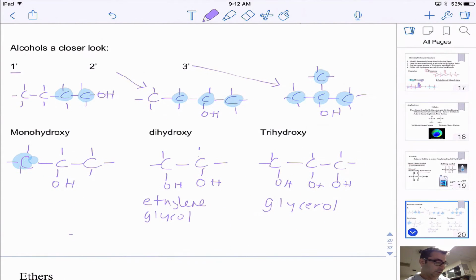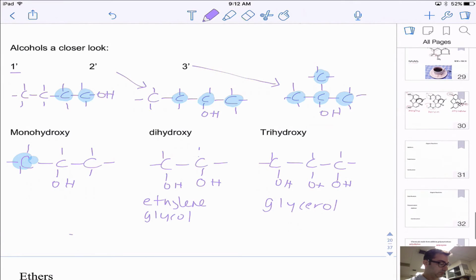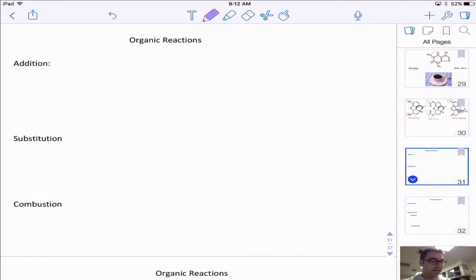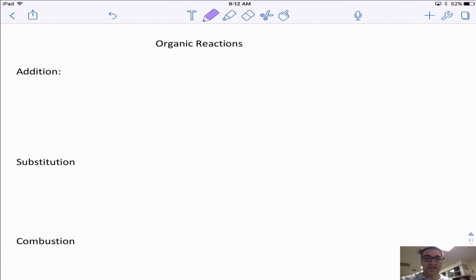Let's talk about the reactions. If we go down to slide number 31, there are 7 organic reactions that you need to know. I will try and go through some of them today, and we can finish off the other ones tomorrow. So one of the types is called an addition reaction. An addition reaction is where you have an alkene or an alkyne, it needs to be unsaturated.